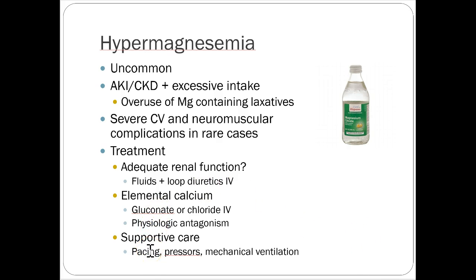Otherwise, pacing people electrically, using vasopressors to support. Basically, it's just supportive care like we would in any other situation. So there's not really a sure cure for hypermag like there is for potassium. Here you're just treating the peripheral effects of it and trying to get it down by diluting it out with fluids and pushing it out with loop diuretics. You could probably get somebody to dialysis if you wanted to, if they're really severe, and that would pull it all off. So that would be an option too.